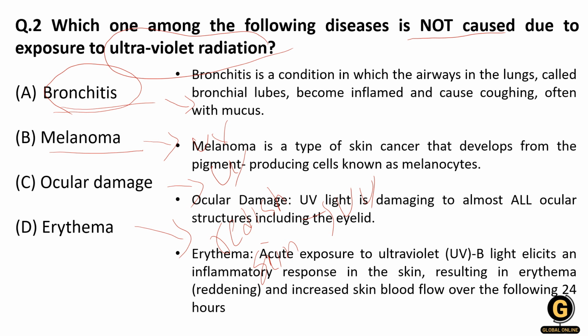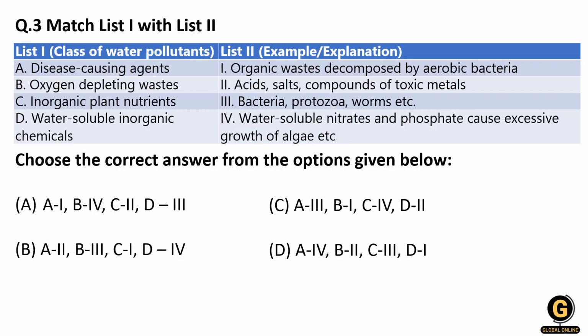If you want to read further, you can read here. I have told you all those options. So they have given us a match the following. In the first column they have given the pollutants, and in the second column they have given their effects.